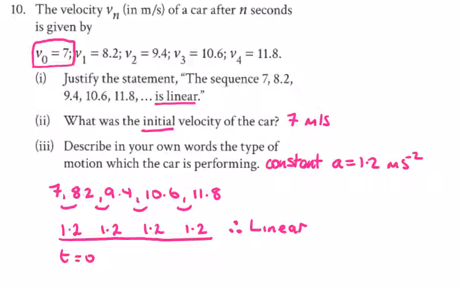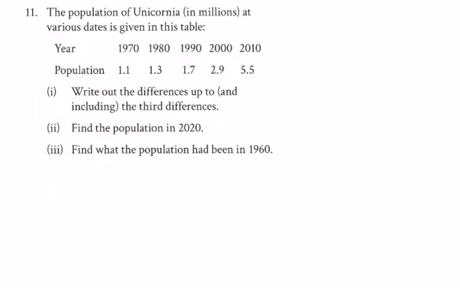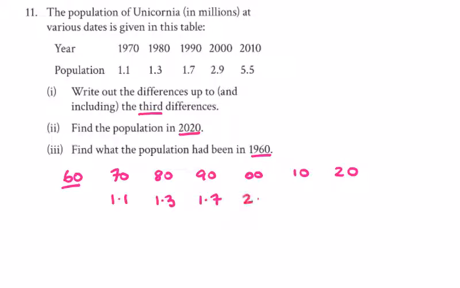And then finally in this section we look at question 11. We're given the population of Unicornia at various dates, 70, 80, 90, 2000, and 2010. And we're asked to write out the differences up to the third. So this must be cubic. So I'll just write 70, 80, 90, 2000, and 2010. We're asked to find 2020 and 1960, so just put them at each end. And 1.1, 1.3, 1.7, 2.9, and 5.5.